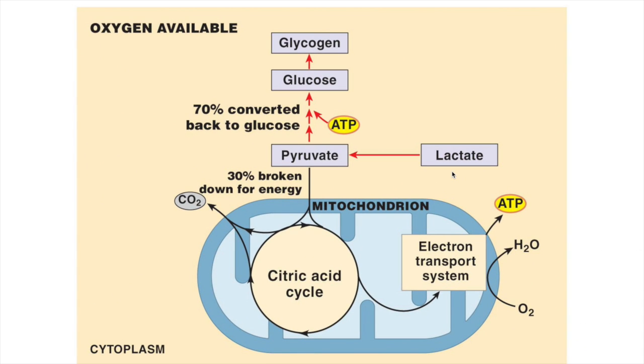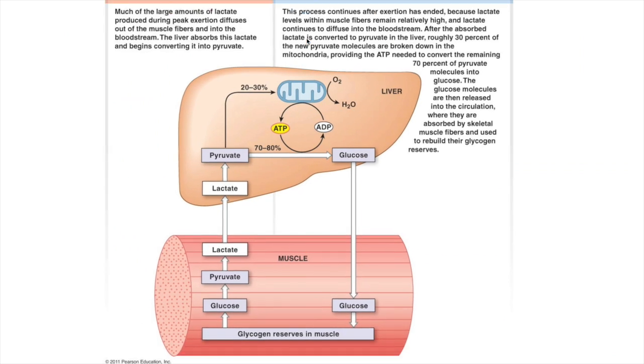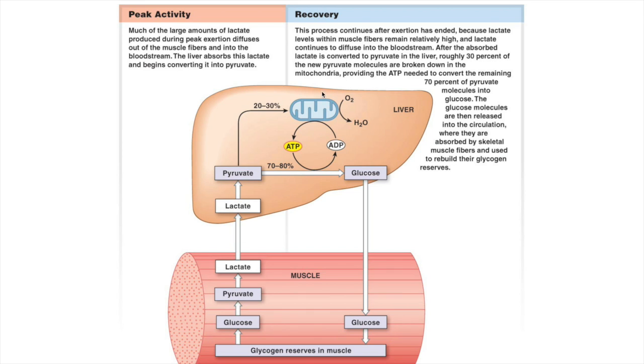When oxygen is available, the muscle recovers and converts the lactate back to pyruvate and regenerates our glycogen reserves. And most of this conversion happens in the liver. It's converting lactate. So the lactate leaves the muscle, goes to the blood, and it gets converted back to pyruvate in the liver.